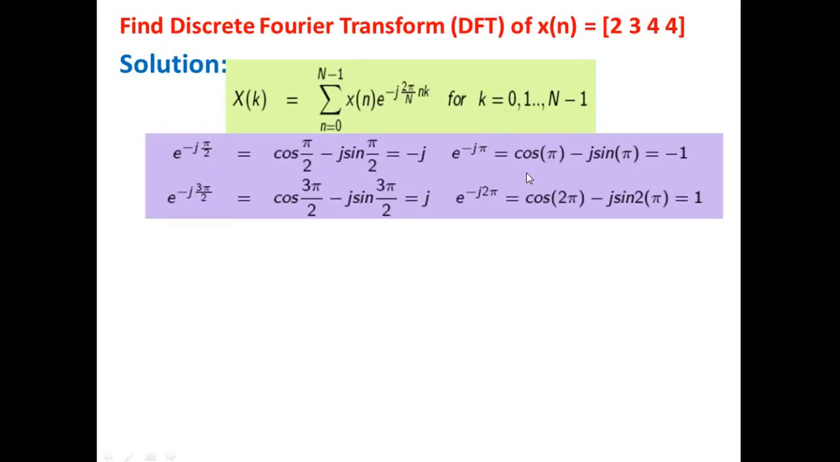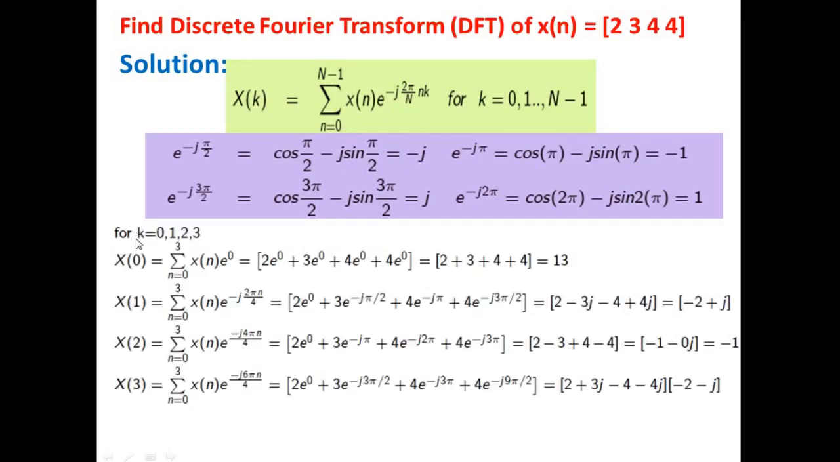Before that we have to find the twiddle factor values. Either we can make use of this formula, or we can take the twiddle factor values directly from the graphical representation to solve this problem. By substituting the values of k from 0 to 3, we have X of k for 0, 1, 2, 3, and now we replace the value of N as 4. So 4 minus 1 is 3, and x of n e power 0. Here the value of k and n is 0, so we have e power 0.